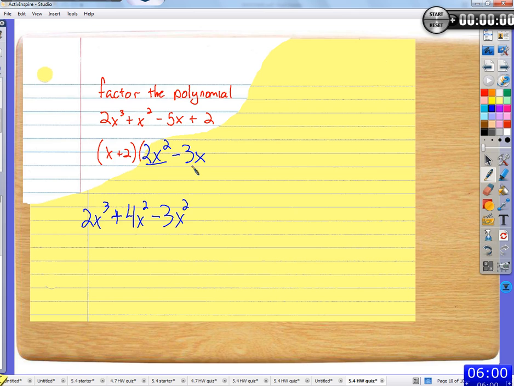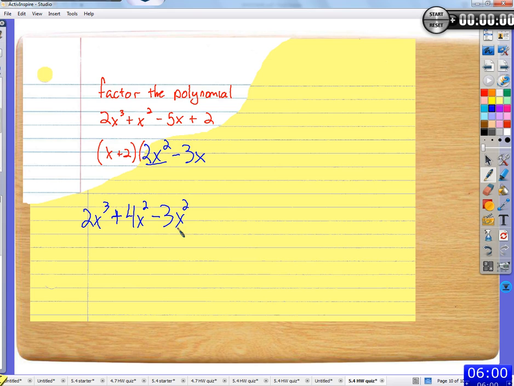Okay? So let's go through and see how it's going here. x times 2x squared is 2x cubed. Agreed? Okay. But then x times 2x squared is 4x squared. But we didn't want 4x squared, right? We wanted what? x squared. We want x squared. So we put this negative 3x because then we're going to distribute the x and the 2 again to the second term. x times negative 3x gives us negative 3x squared.